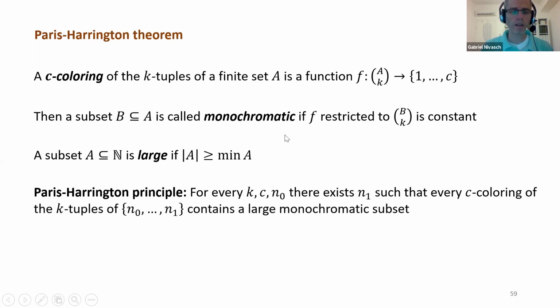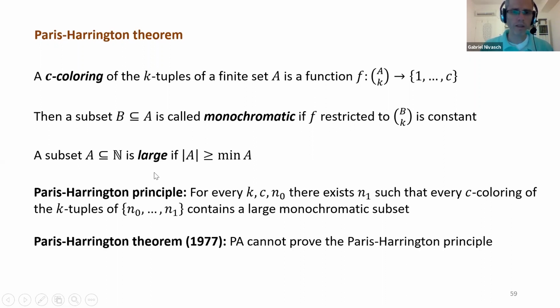And then Paris-Harrington proved that for every k, c, and n0, there exists n1 such that no matter how you color the k-tuples of the numbers from n0 to n1 with c colors, you always have a large monochromatic subset, where large is this, okay? And they proved that this theorem, even though it's true, cannot be proved in Peano Arithmetic, okay?